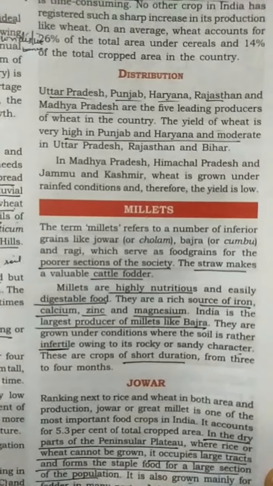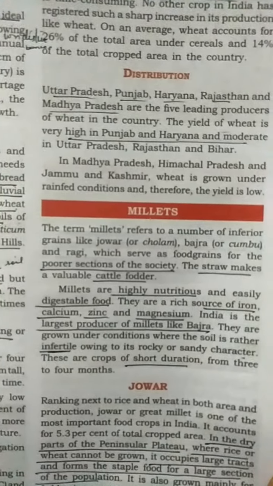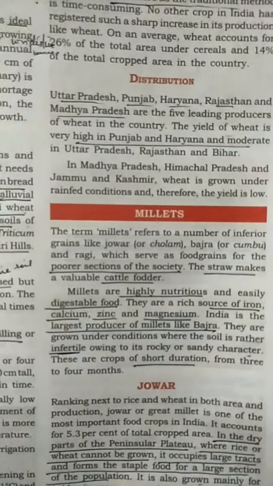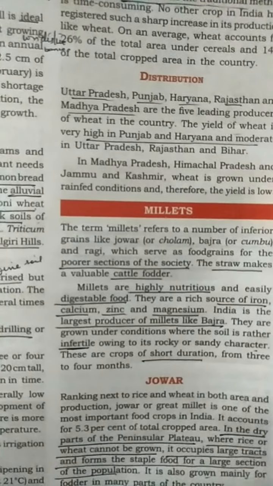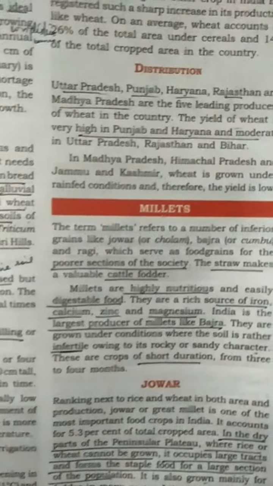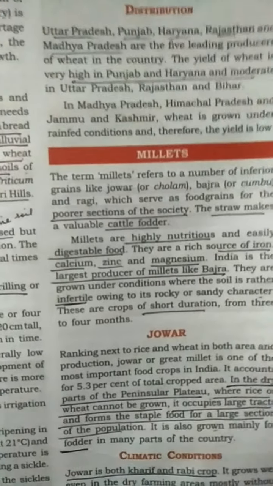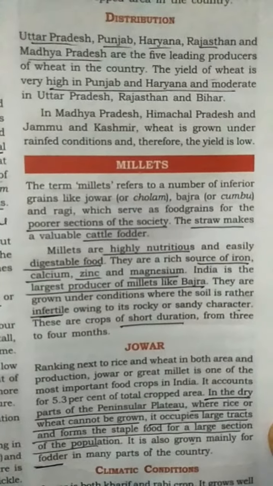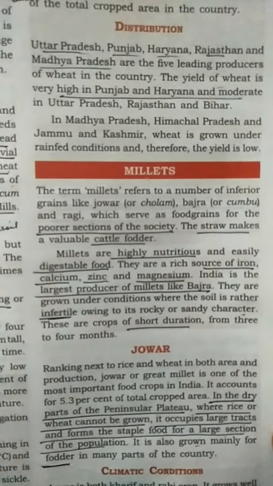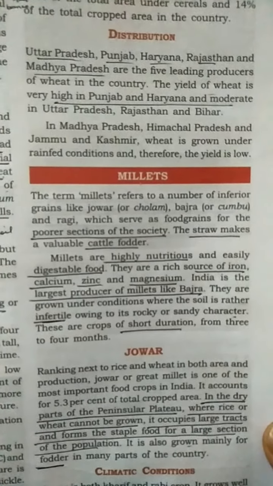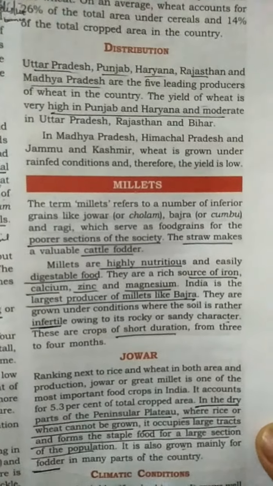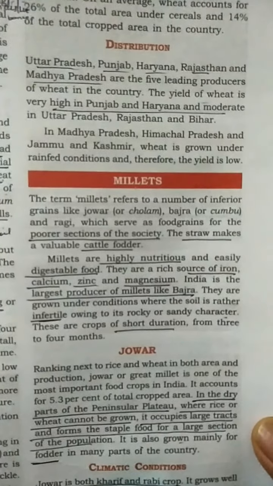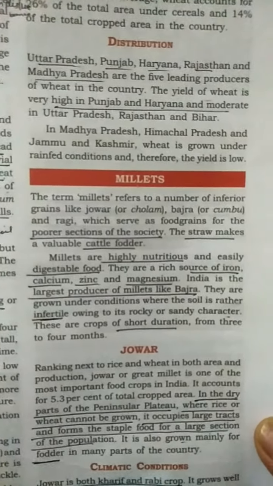Millets are highly nutritious and easily digestible. Rich source of iron, calcium, zinc and magnesium. India is the largest producer of millets like bajra. Now these millets can be grown where the soil is infertile, and therefore they are known as dry crops because they can easily resist dry conditions and infertile soil.